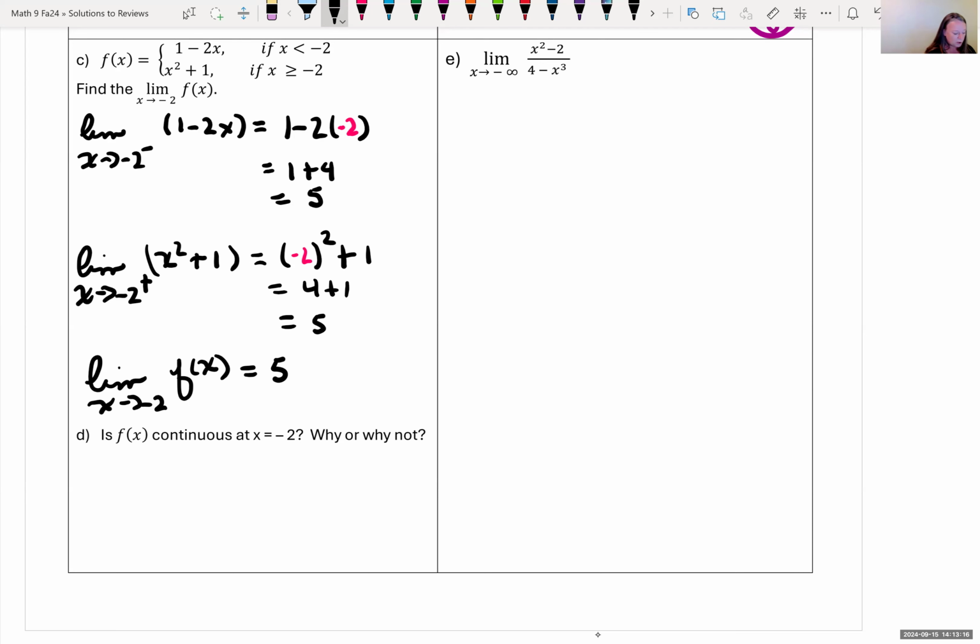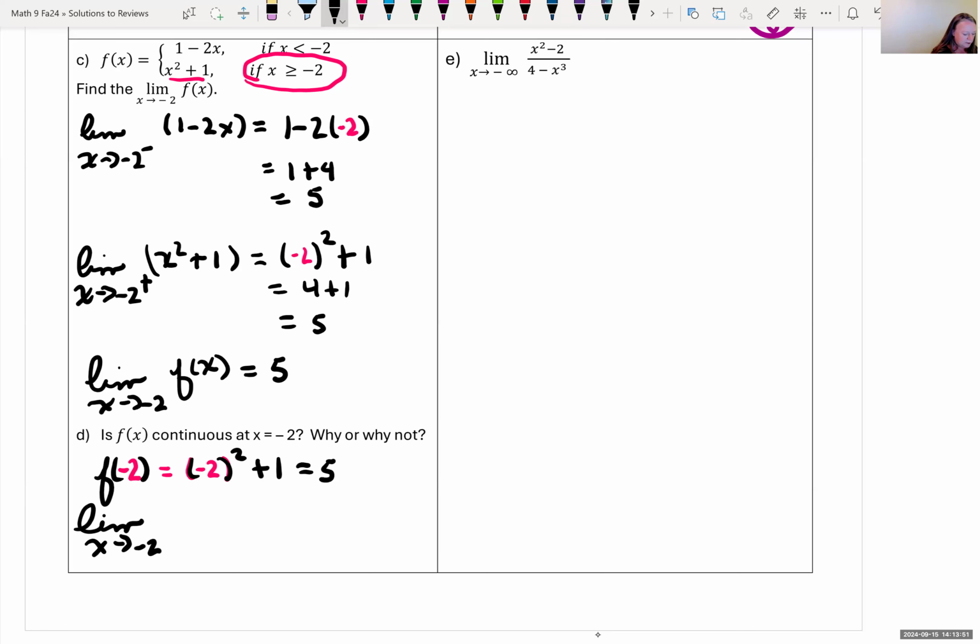The next thing that has to hold is if we looked at f of negative 2, this should be the same value as our limit to be continuous. Well, I'm looking at that second equation because it says for x is greater than or equal to negative 2, and x is equal to negative 2. So plugging it into the second equation here, this would equal negative 2 quantity squared plus 1, which is equal to 5. So since our limit exists, our limit as x is approaching negative 2 of f of x is equal to f of negative 2. This is continuous.